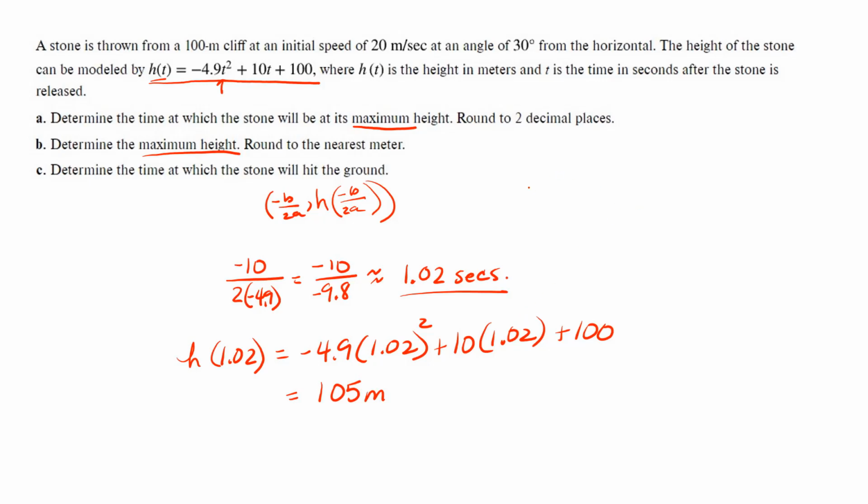Well, if you're up on this cliff and you're throwing the stone, it's going to go down. When it hits the ground, its height is going to be 0. So that is when the function equals 0, and that's the time we have to find out. So we're saying when negative 4.9 t squared plus 10t plus 100 equals 0, that's when we hit the ground.